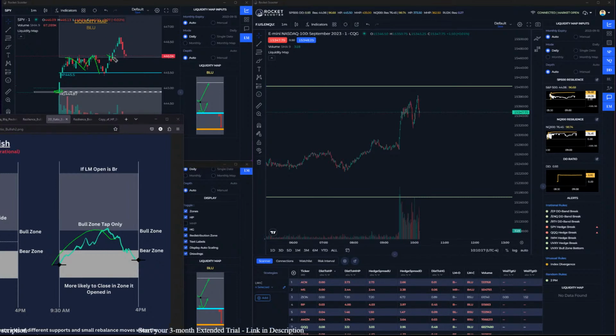So even though it's breaking out to there, I don't take longs on bull zone breaks. I bet that, remember, when all signs are rational, despite a hedge pressure break, you close in the same zone you open in. That's what we normally say here.